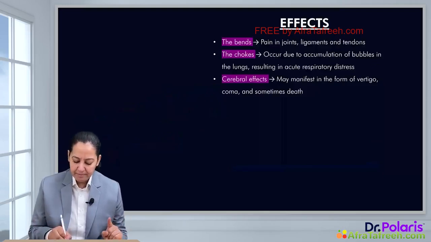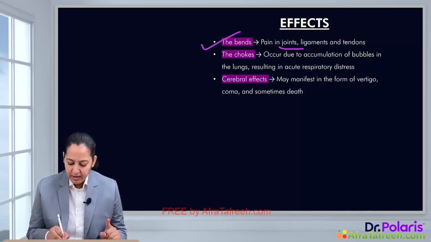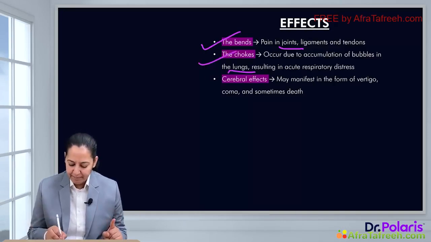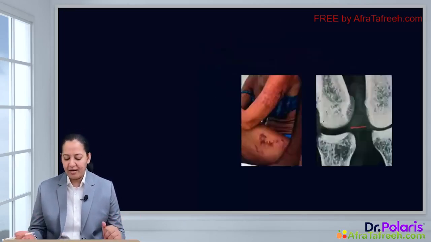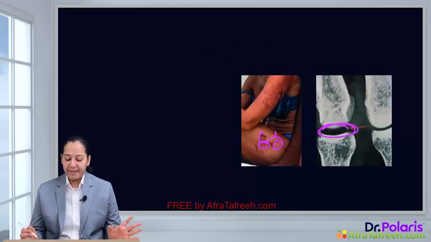So it can produce obstruction in the joints, causing pain in the joints, known as bends. It can produce obstruction in the lungs, that is known as chokes, and it can produce obstruction in the brain, causing vertigo, coma, and death, that is cerebral effects. So obstruction can occur anywhere. You can appreciate the obstruction in the joints, the obstruction in the cutaneous circulation, producing petechiae. So that is known as decompression sickness.